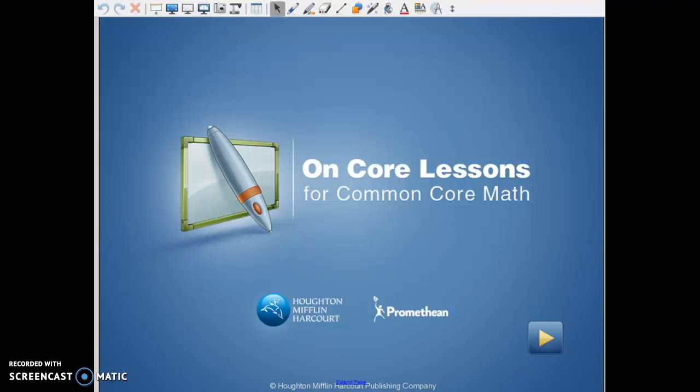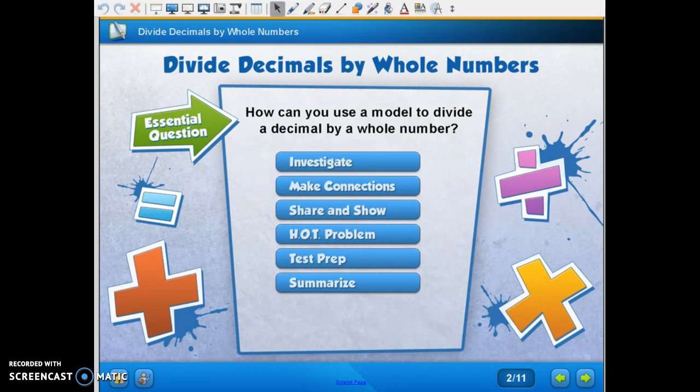Okay, today we're doing lesson 5.2 in math, model division of decimals by whole numbers. Our essential question today is: how can you use a model to divide a decimal by a whole number?